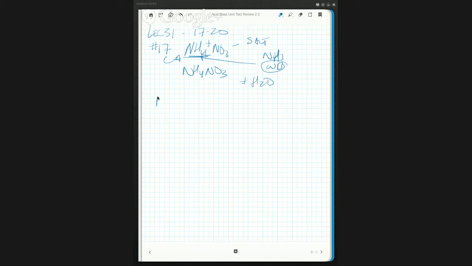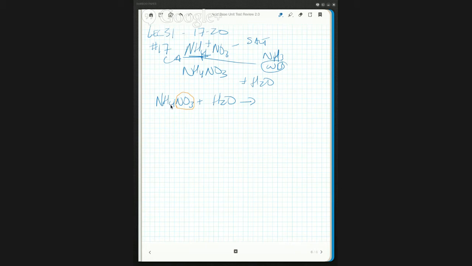So let me write that out in a more legible manner. NH4NO3 plus H2O. Now nitrates, I'll make that orange. Nitrates make most things soluble. Nitrates, you have to memorize this. Nitrates make things soluble, as well as alkali metals and ammonium. That is something you have to have memorized for the test.